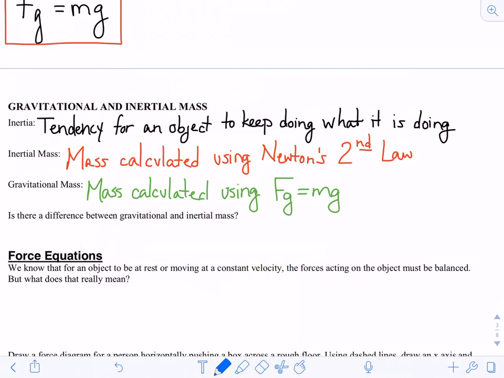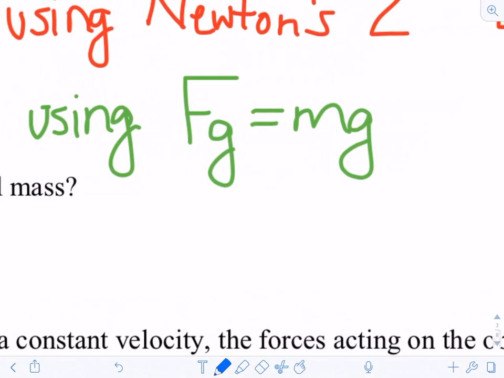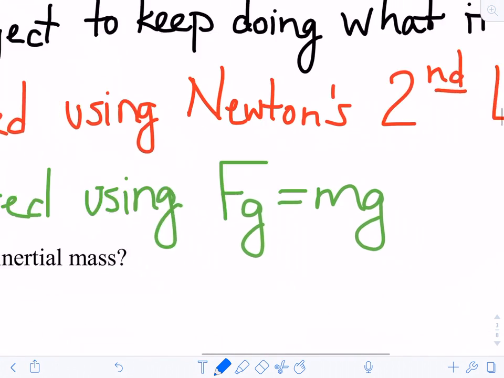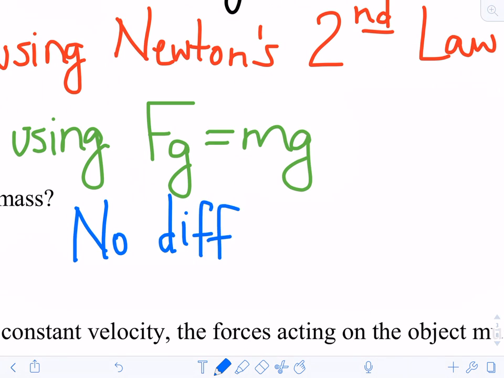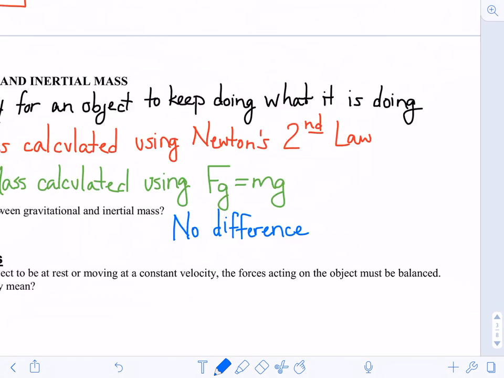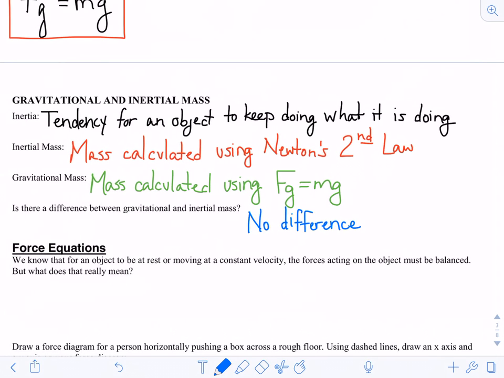Now, the question is, what's the difference between gravitational mass and inertial mass? And, well, as far as current science can tell, there is no difference. Nothing. Now, that doesn't mean that that might not change in the future with future scientific experiments, but the scientific experiments that we have done so far show that there is no difference between gravitational mass and inertial mass.